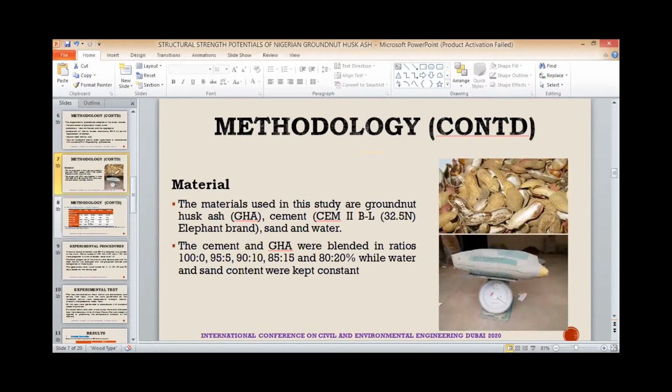The materials used. Groundnut husk ash. The groundnut husk is shown in the figure, the upper figure there, and then the lower figure is the cement that was used. And then you have sand and also water. And the blending ratios have been shown on the screen.